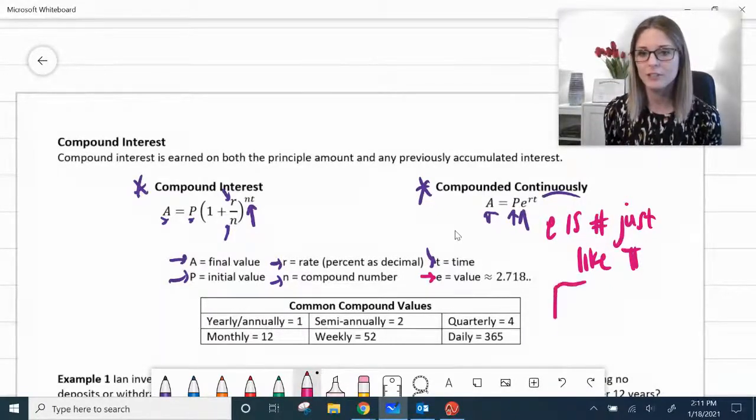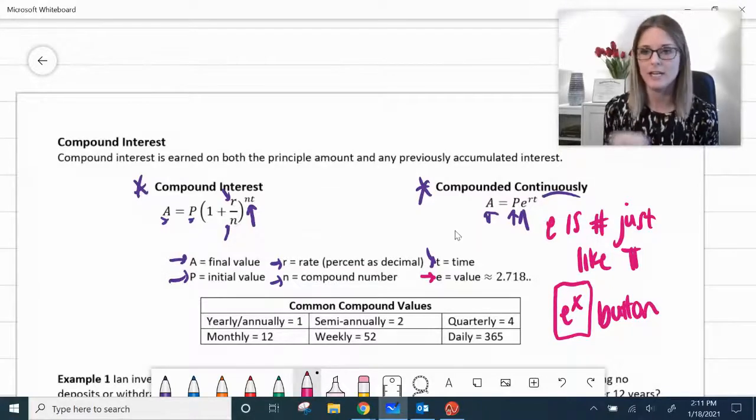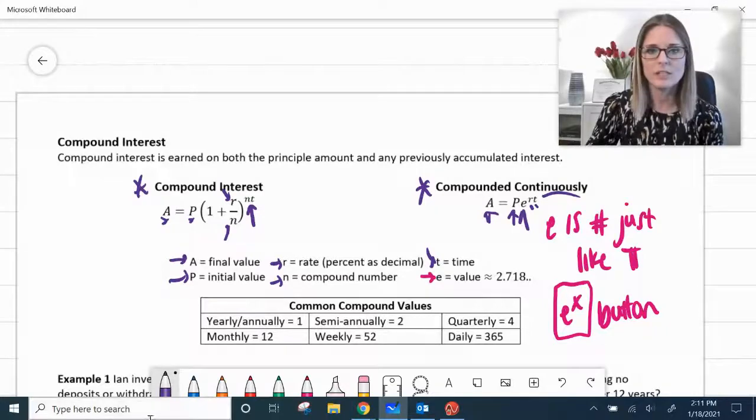On your calculator, you should see an E to the X button to help you evaluate E. Okay, so E is a number. Get it in your head. It's like pi. So E is a number. The rest of our PERT formula, you have raised to the R. That's going to be our rate times time. How many years? Okay, so let's look at this in action.